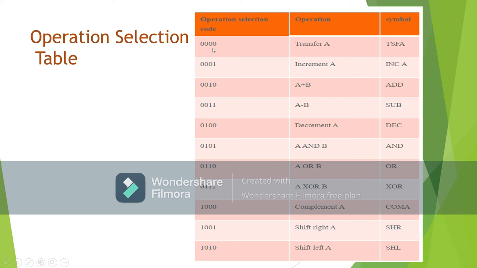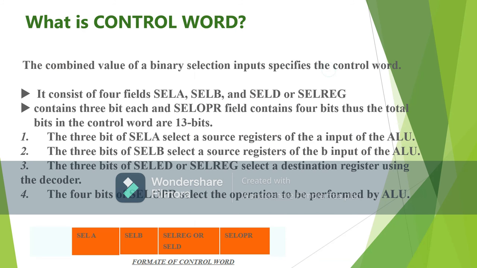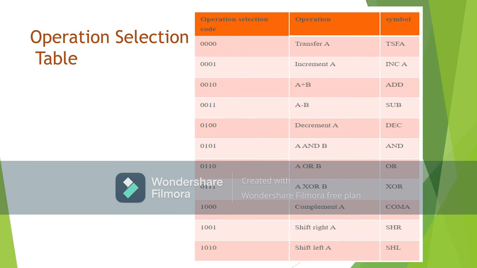table. If the operation selection code is 0000, then it selects the operation, that is transfer A. If it is 0001, then the operation is increment A, means the value of A will be incremented by 1. Okay. If the previous value is 5, it will become 6. If the previous is 14, it will become 15, like that. And for this, you'll need only one operand, that is A. Then next is 0010. It performs the addition A plus B, and for this you need to select 2 operands, A and B.